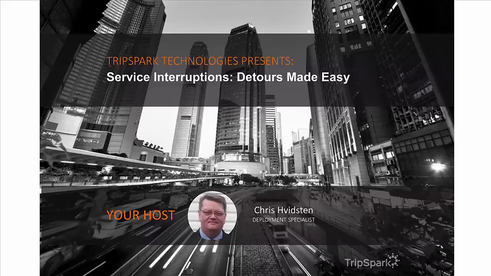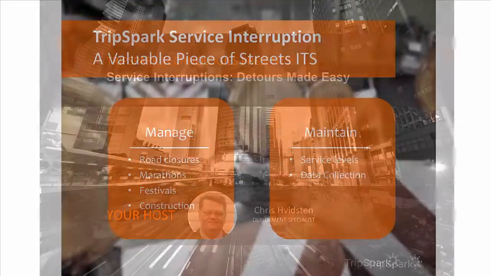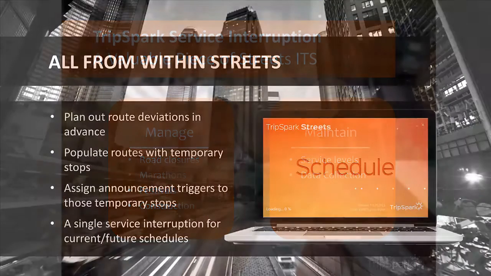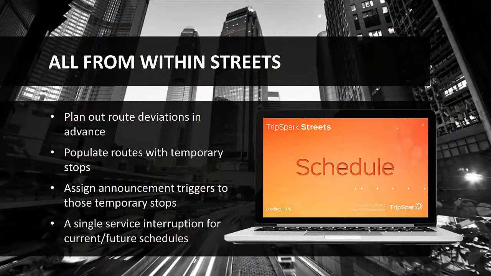Transit agencies face the need for prolonged detours on a regular basis due to things such as roadwork and temporary closures of streets for events such as marathons and festivals. Streets service interruption functionality helps agencies manage these detours while maintaining a high level of customer service and continuing to collect important data. Service interruptions can be quickly and easily created within the Streets Schedule application.